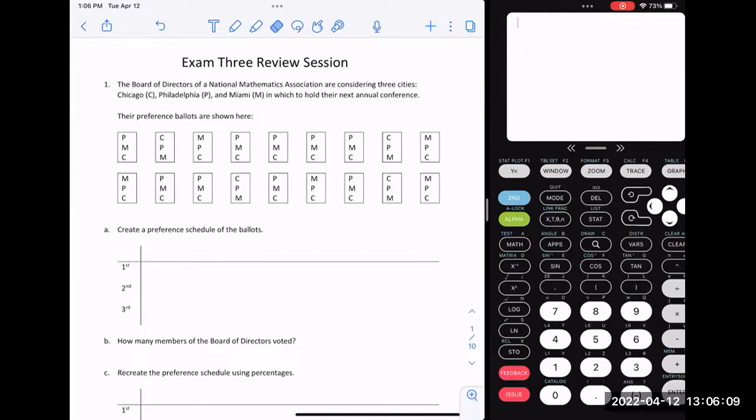So to make our preference schedule, we can really start with any one of these. I'm just going to start with the first one. So that first one, they voted PMC, which means that their first preference is Philadelphia, their second preference is Miami, third preference is Chicago. And then I'm going to see how many ballots look like that one. So I can see that there's 1, 2, 3, 4, 5, 6, 7, 8, 9 ballots that look that same way. So I'm going to write a 9 there for the total number of voters.